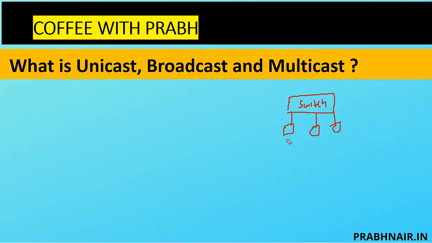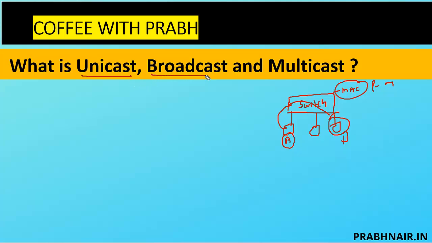Now if A wants to send data to B, A will send the data to the switch. The switch has a MAC table or CAM table which maintains the information about which MAC address is on which port. So when the switch receives the destination MAC address, it delivers the data on that particular port only. That is called unicast, where one device sends data to a particular device, one-to-one communication.